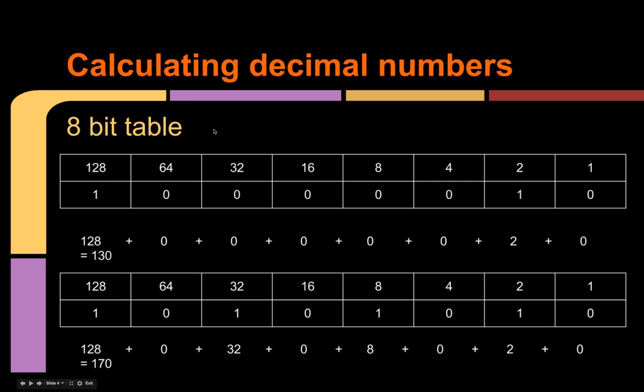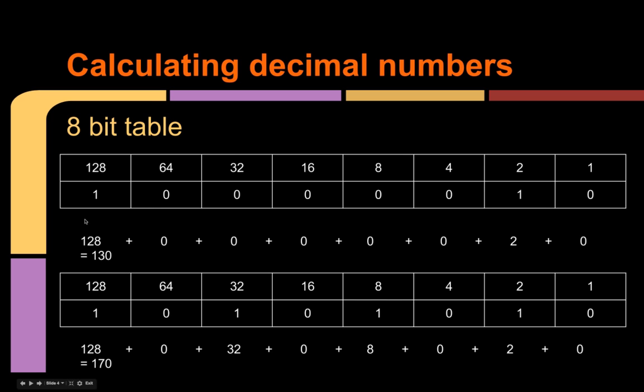Now, calculating decimal numbers, we have the 8-bit table. If you remember, it all goes up by 2, so it keeps doubling: 1, 2, 4, 8, 16, 32, 64, 128. This is an 8-bit system. These days we have 64-bit systems, so you'd have to keep doubling up until you get to the 64th number, and that will tell you the highest 64-bit number if you filled out all the ones underneath each section.